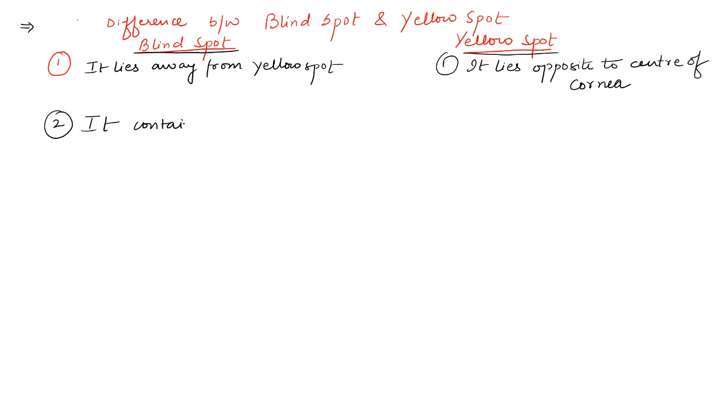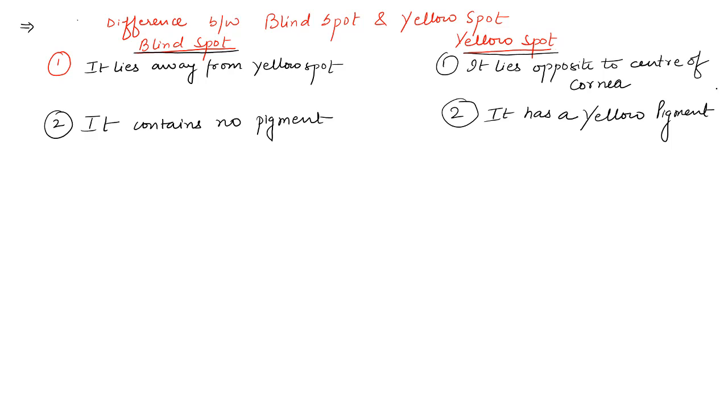The blind spot contains no pigment. It is not having any pigment, while the yellow spot is having a yellowish pigment. Then, the blind spot is the level at which the optic nerve fibers arise.